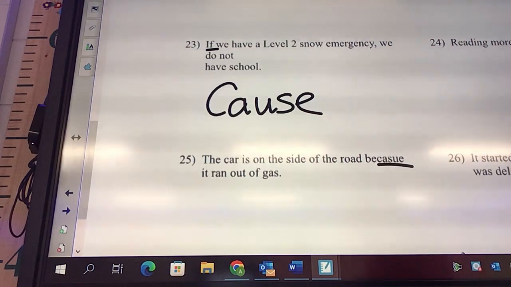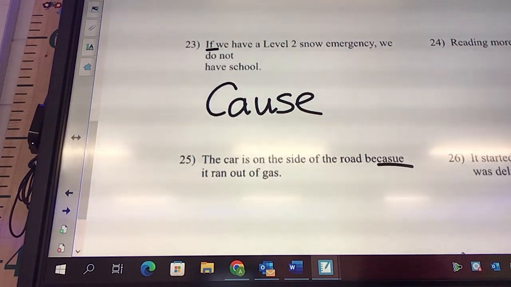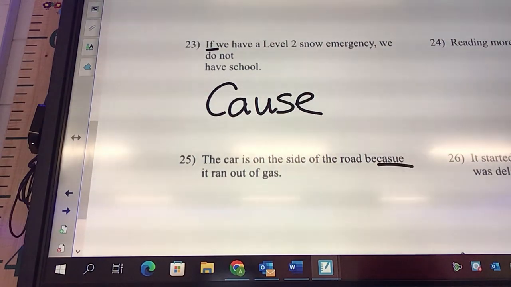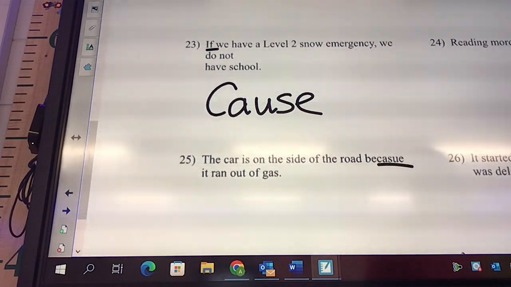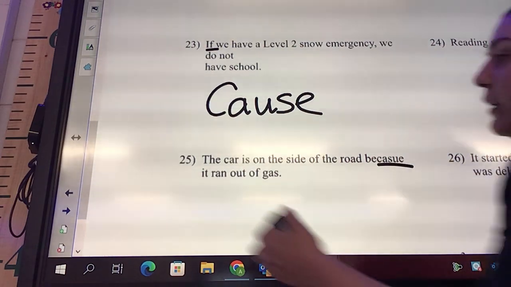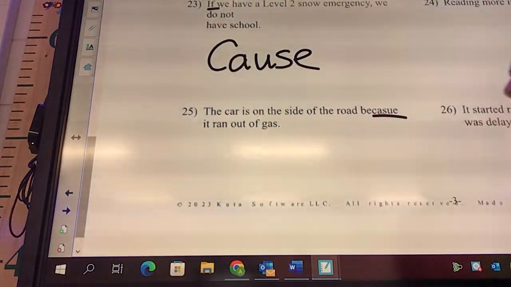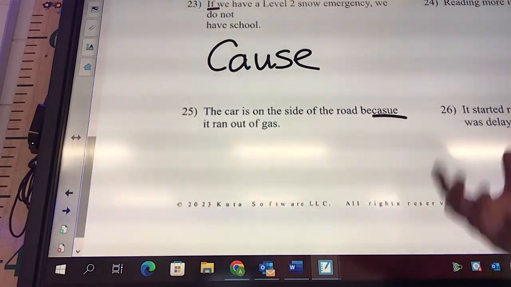Okay, this one is not the best question. I'm going to say correlation. However, it could be a cause, okay? Now, I want you to think about, why could it be correlation? Well, it could be correlation because, or it could be cause.